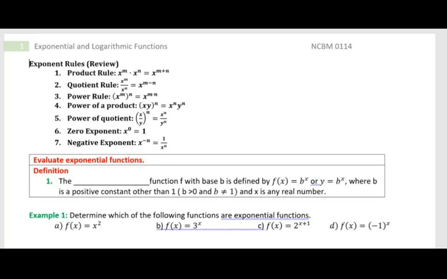This week we will be looking at exponential and logarithmic functions. And so in order to work with exponential and logarithmic functions, we have to be familiar with some exponent rules.